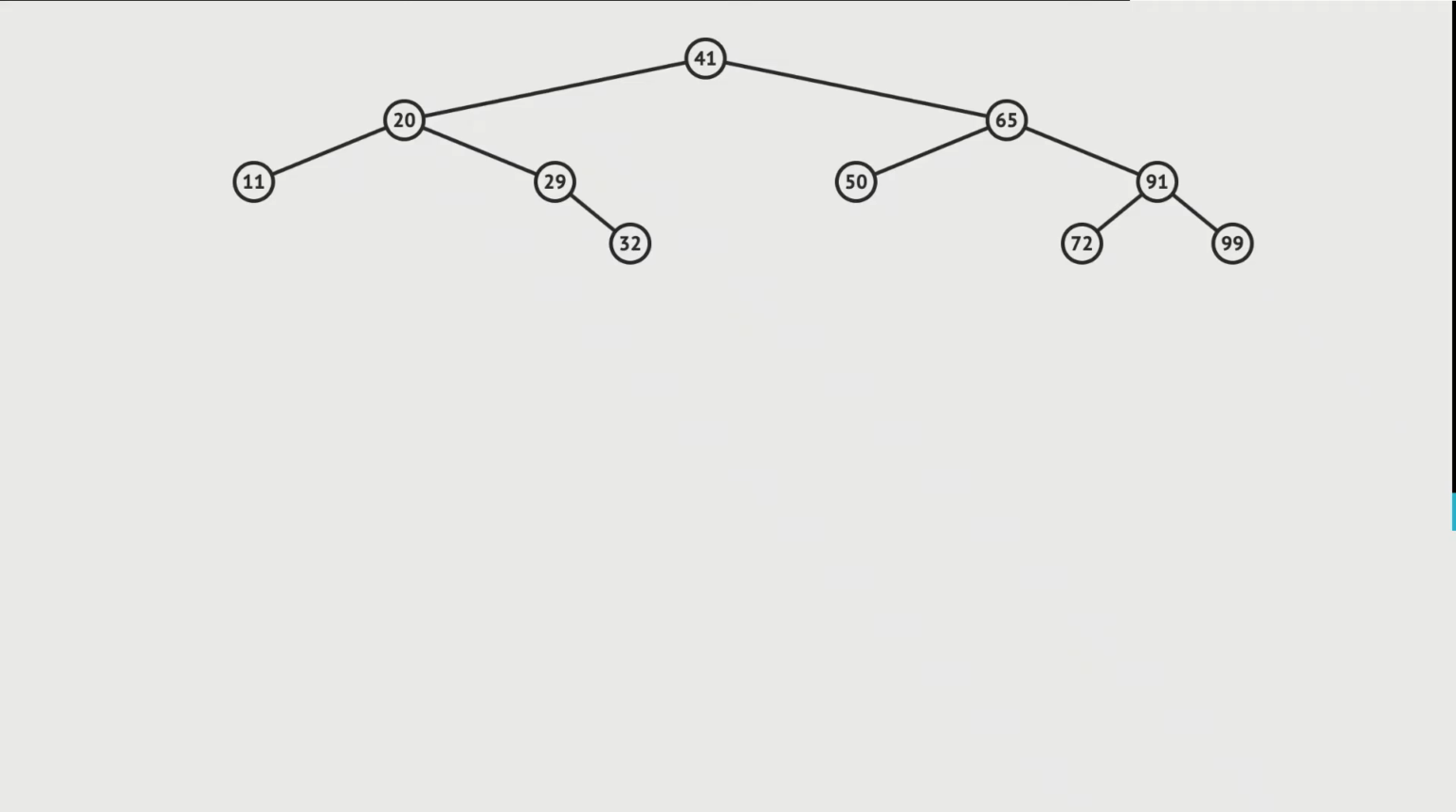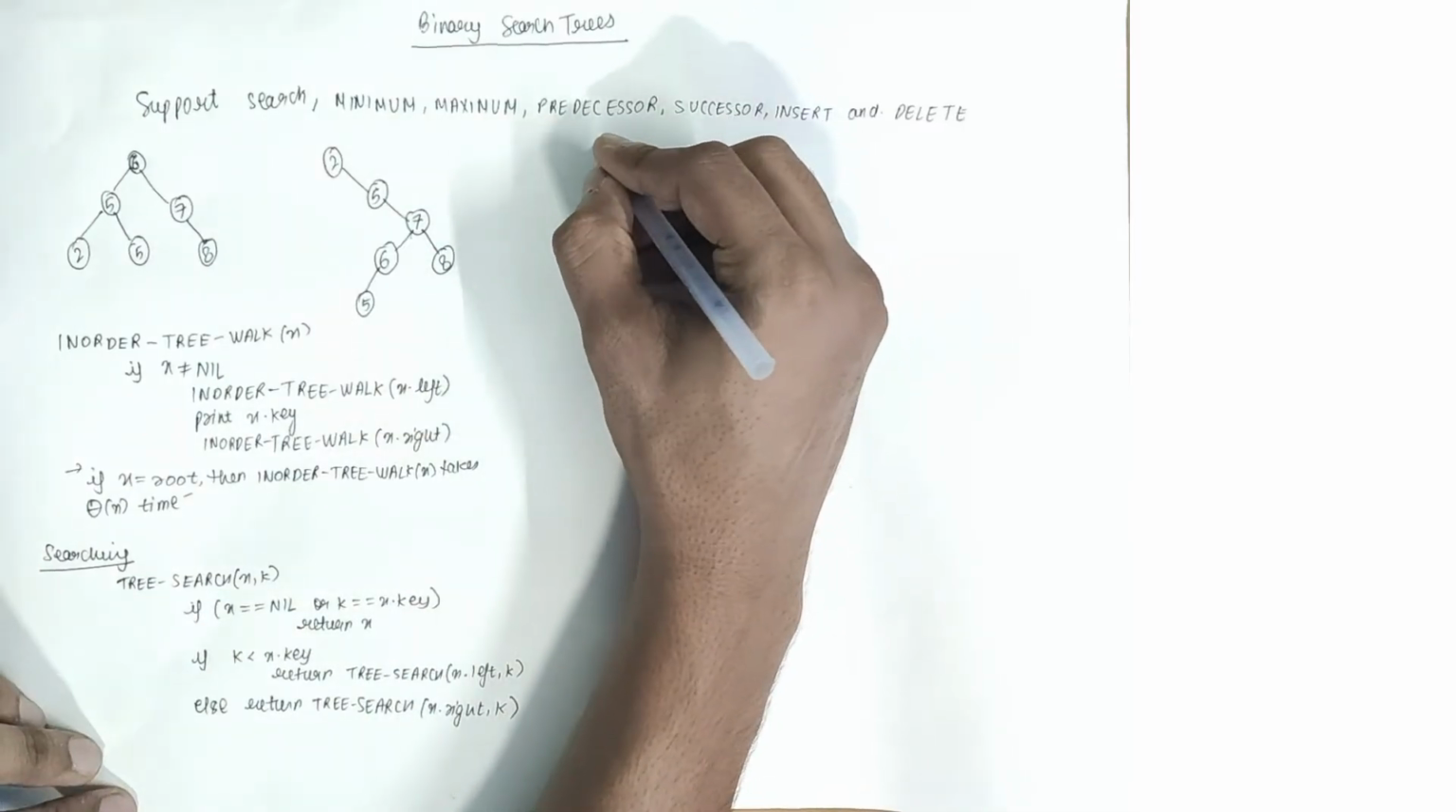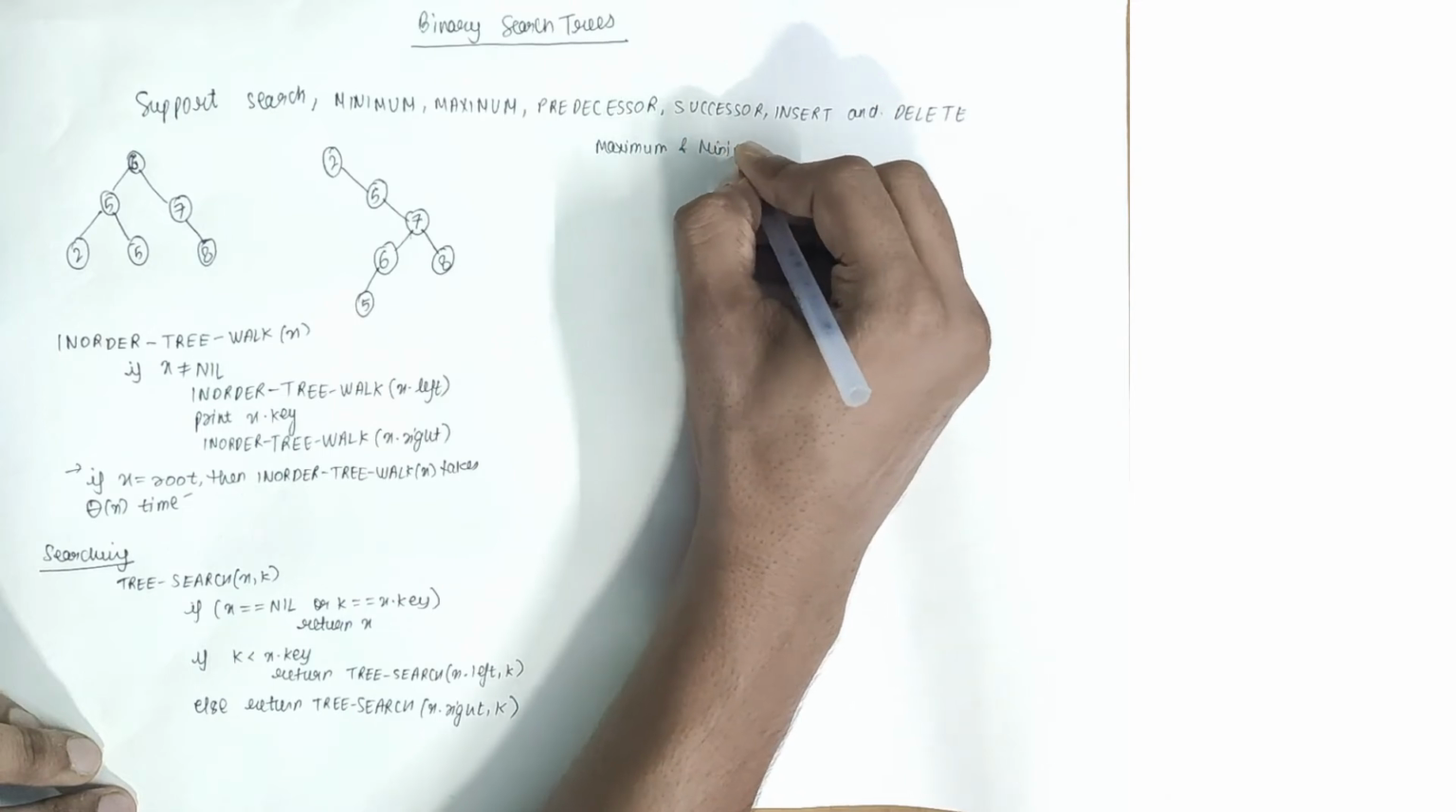So firstly we will compare it with 41. It is not 41, so 29 is less than 41, so we move to the left subtree. We compare it with 20, so 29 is greater than 20 and it is not 20, so we move to the right subtree. Then we compare it with 29 itself, and this is equal to 29, so we basically return 29.